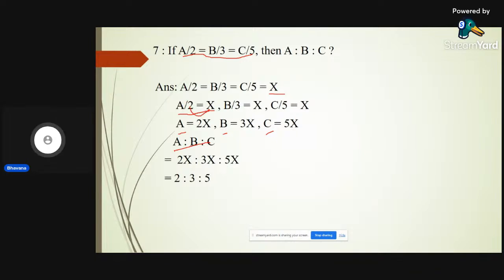So here we can cross multiply the 2. So if we cross multiply, we will get the A value, right? Then next for B also the same, just cross multiply this. For C by 5 also we can cross multiply. Here we found the answer like 2x and 3x and 5x. We just take x common and we will get the ratio 2 and 3 and 5. So the value A, B, C is equal to 2, 3, 5.